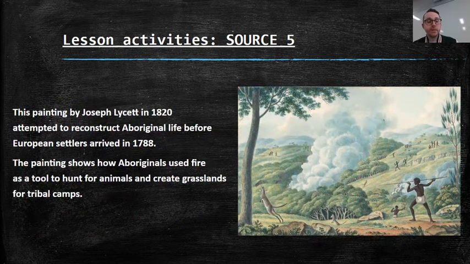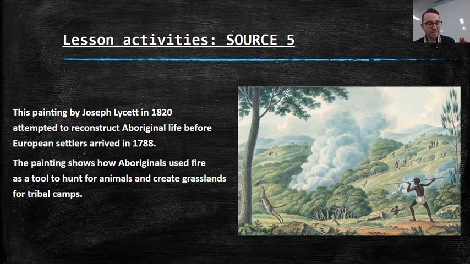Source 5. This painting by Joseph Lycett in 1820 attempted to reconstruct Aboriginal life before European settlers arrived in 1788. The painting shows how Aboriginals used fire as a tool to hunt for animals and create grasslands for tribal camps. So what they would do is they would have these controlled burns of fire that would get rid of all the trees, obviously, and then they're like, oh cool, look at all this free real estate where I can put up my little tent and have parties with my mates.